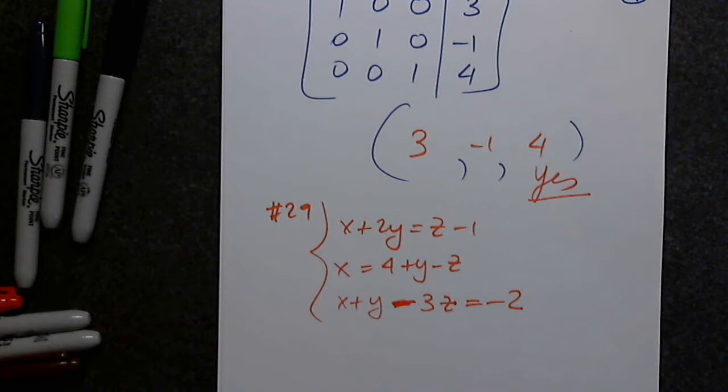We discussed Gauss-Jordan for 3x3. So looking at this system, you will say, not ready. The system is not ready. Good, so let's make it ready.